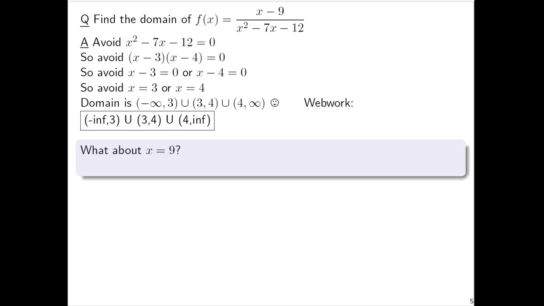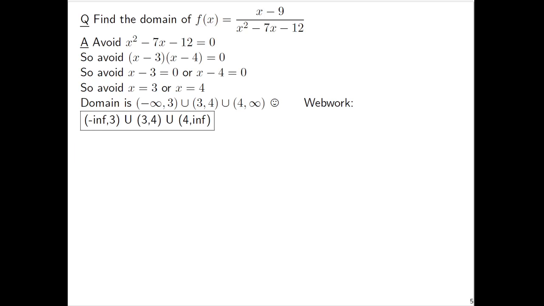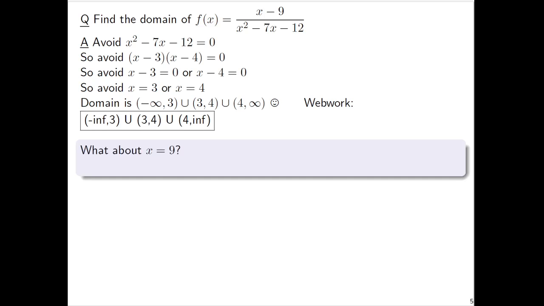And in the box you see how to write this in WebWork. For the union symbol, just type in a capital U, and for infinity, INF should work.